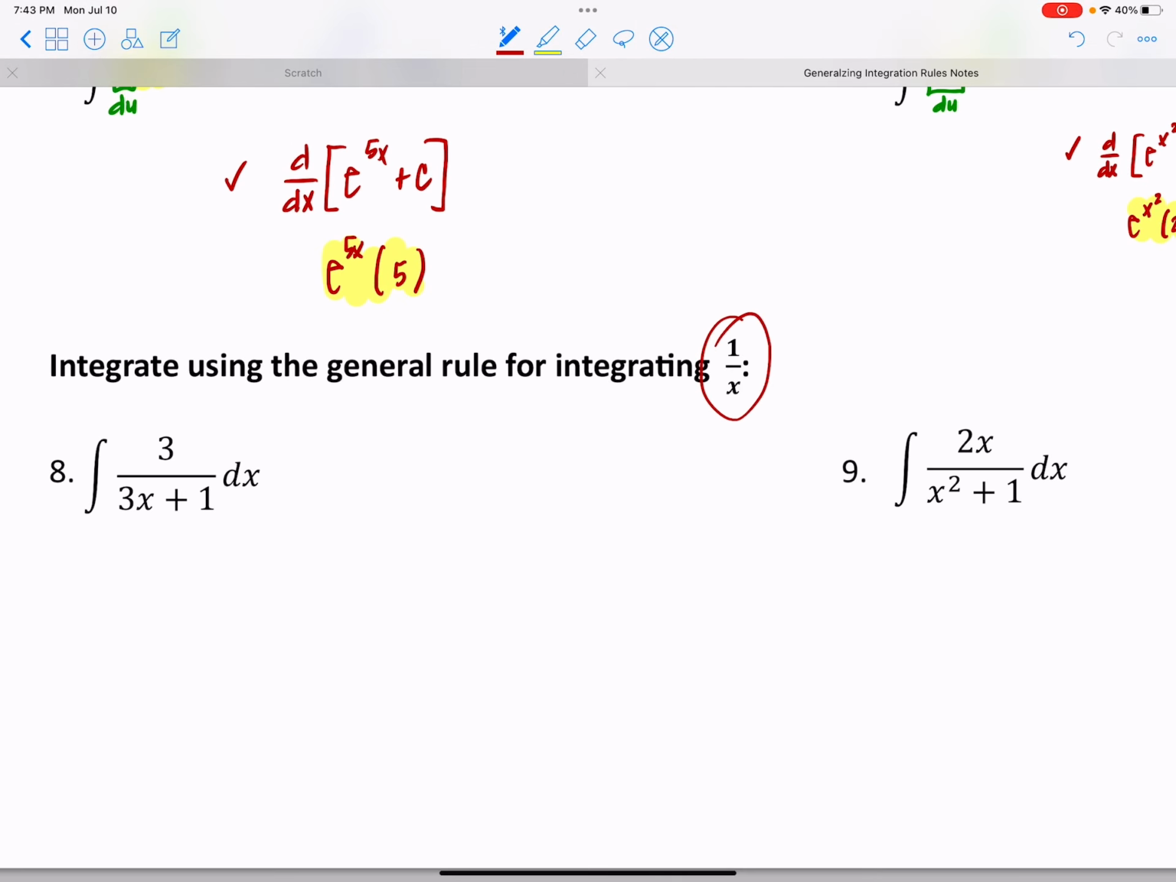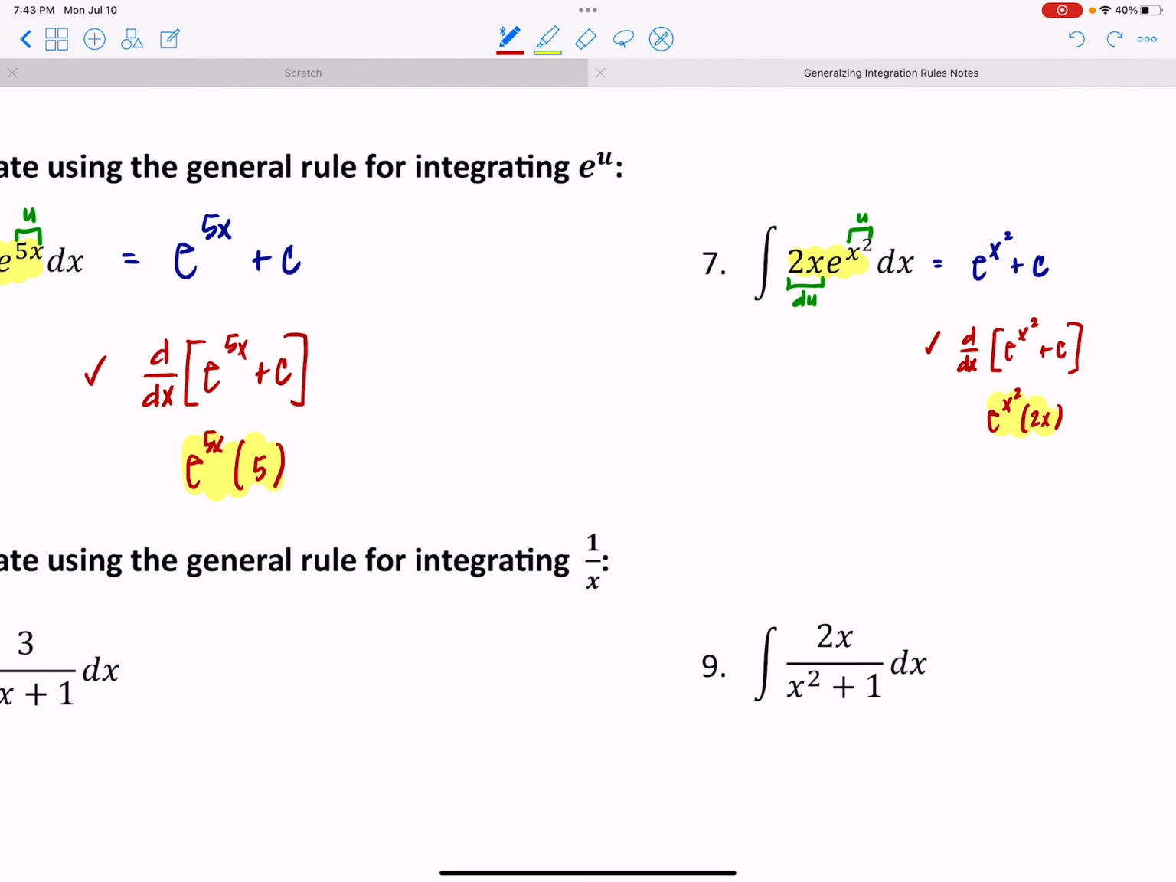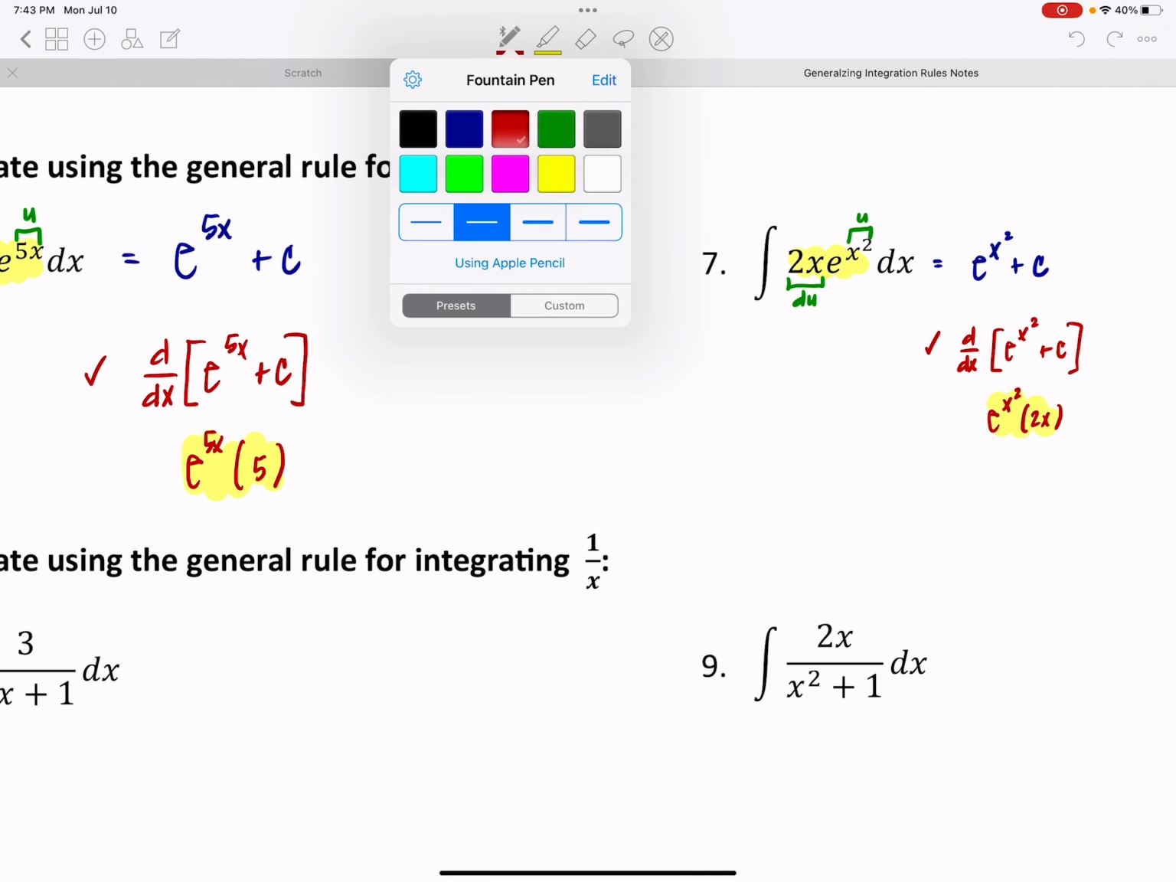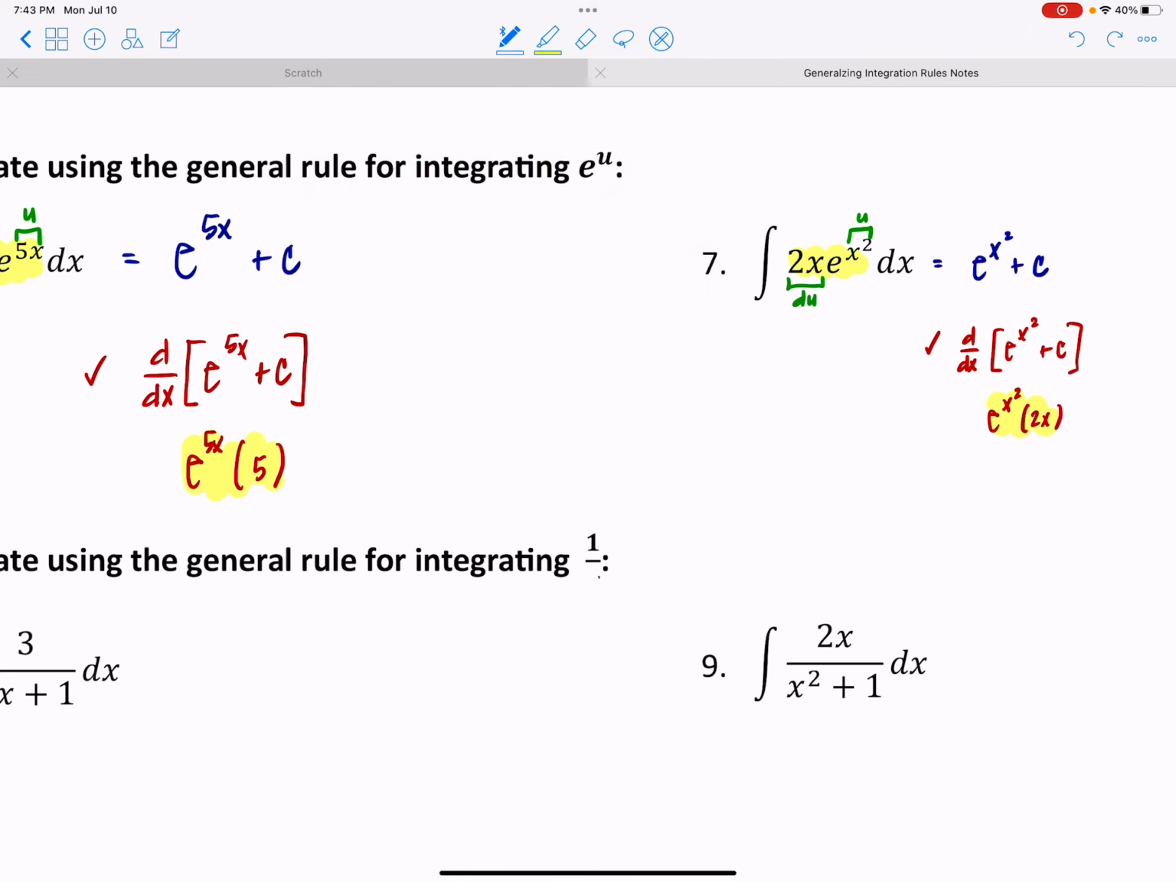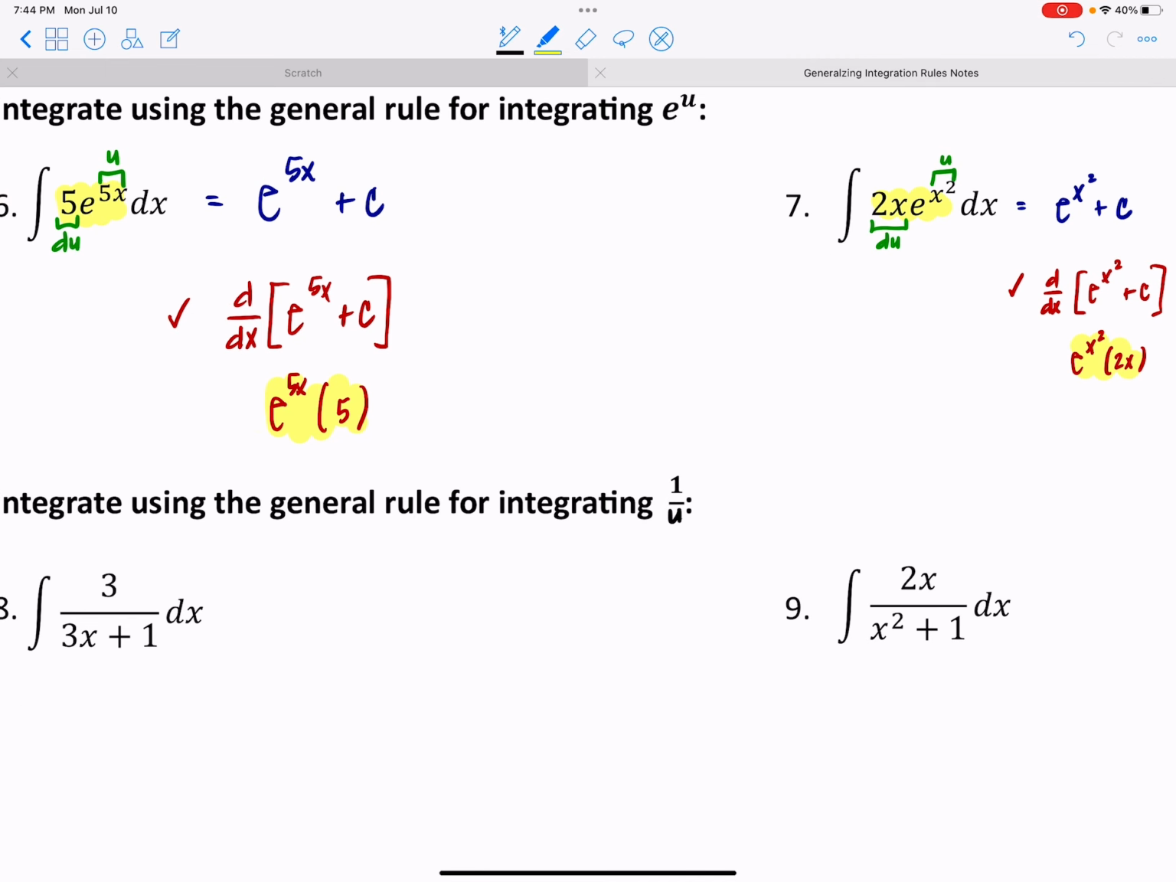Integrating 1 over x. When we're integrating 1 over x, remember the derivative of the natural log of x is 1 over x, so the integral of 1 over x is the natural log of x. Now if it becomes 1 over... Oh, why did I put x there? I meant to put a u there. My bad. I can fix that now. Typos, I tell you. 1 over u. Okay, if that's a u there, it's still just going to be the natural log of u. If it's 1 over x, it's natural log of x. 1 over u, it's natural log of u.